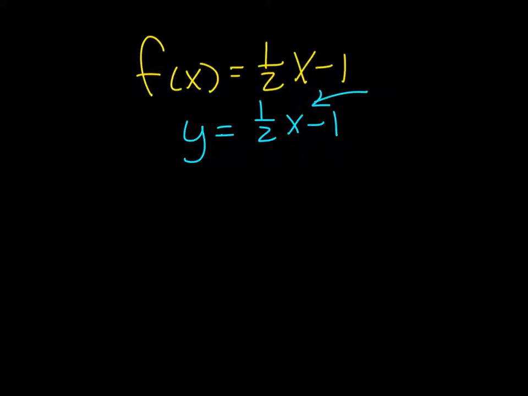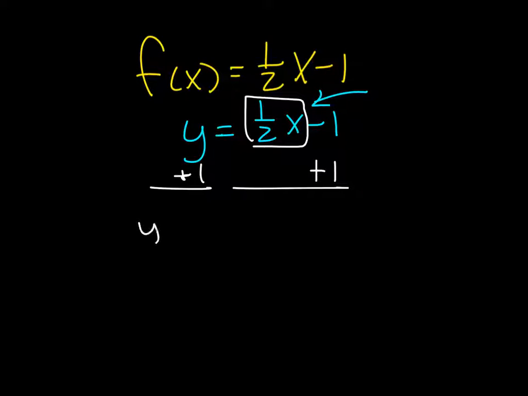Now, if you take a look at this, we're going to get this term by itself. So that means we're going to add 1 to both sides. Now what you end up getting is y plus 1 is equal to 1 half x. Now, we want to get x by itself. It's 1 half times x. So remember, you multiply by the reciprocal, and the reciprocal is 2. So we're going to multiply both sides by 2.